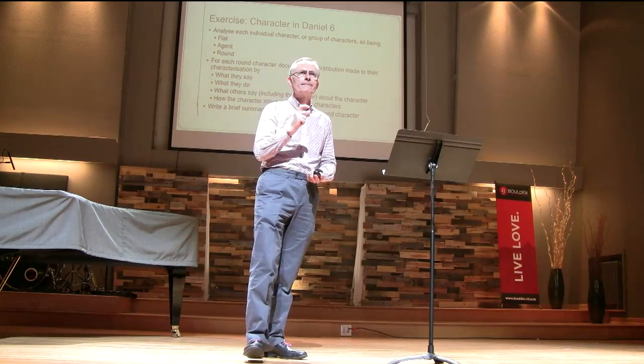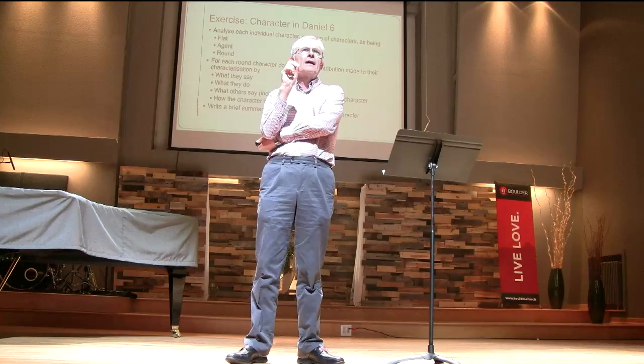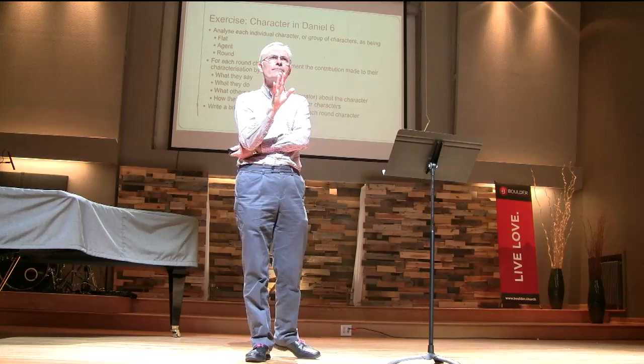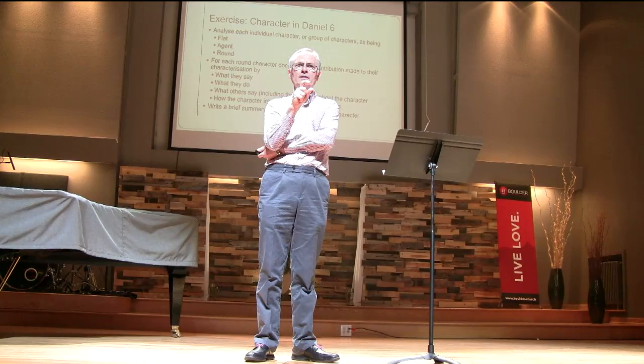Once you've done that, then choose a round character. You can then forget the flat characters and the agents, but choose a round character and document the contribution made to their characterization by what they say, what they do, what others say about them, and how that character interacts with other characters. And then just write a brief summary of the traits of that character. Imagine you're writing a reference for somebody who's wanting a job. Okay? This character has these characteristics.